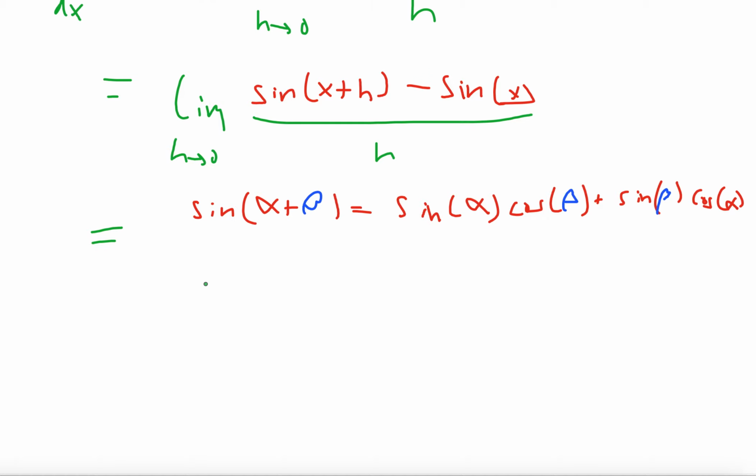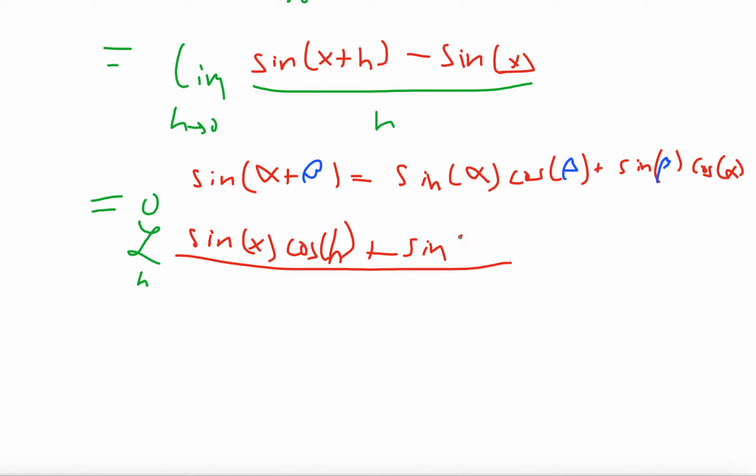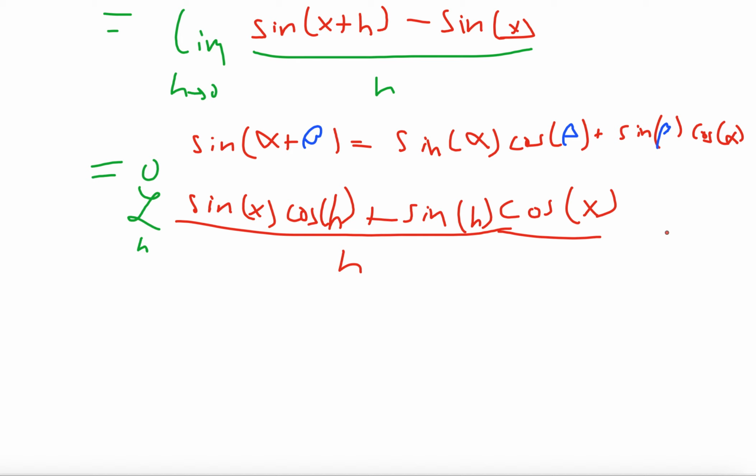So this is going to be the limit as h goes to 0 of the expression here, which is going to be sine of x times cosine of h. Now, be careful that this h is within the cosine. It's a variable. It's not cosh, which is the hyperbolic cosine function. And you have plus sine of h. So again, this is not sinh, the hyperbolic sine. Rather, it's just sine of a variable h, cosine of x. And that's all taken over h. Oh yeah, I'm sorry, minus sine of x. Don't forget the sine of x.